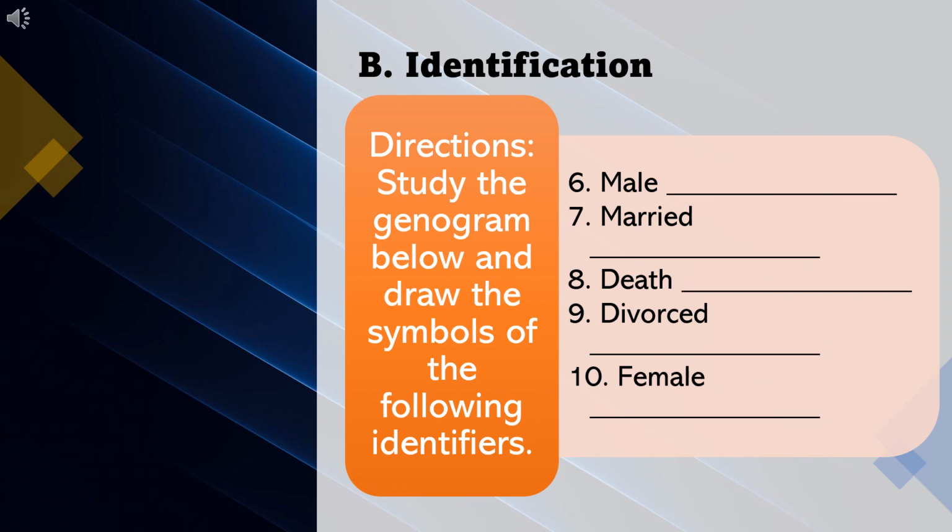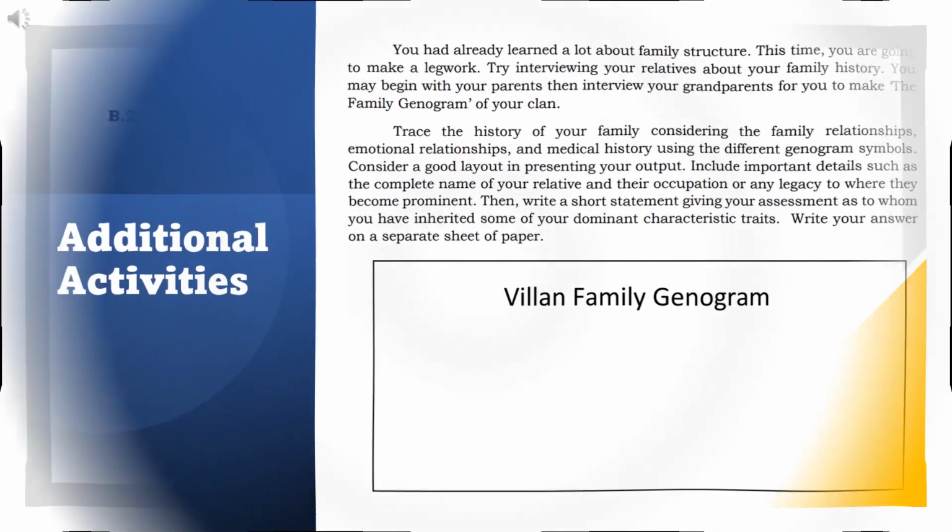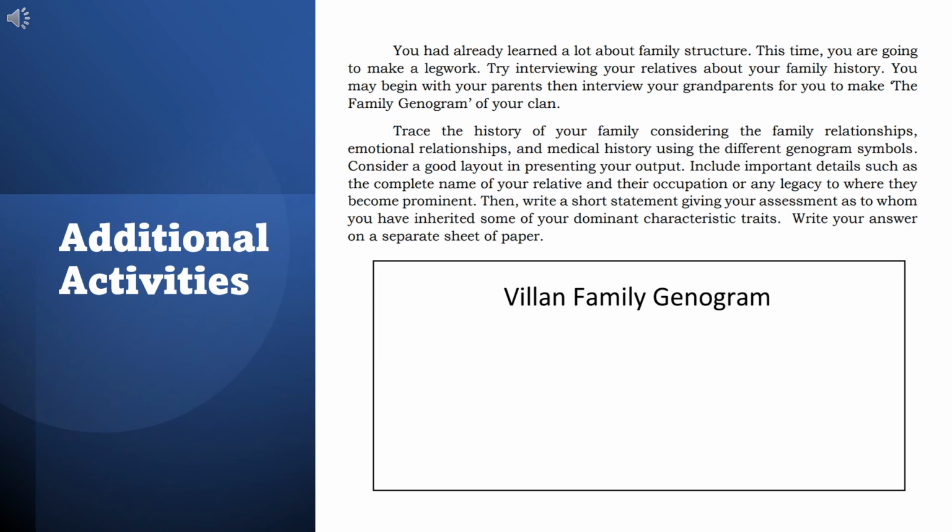Identification. Directions: study the genogram below and draw the symbols of the following identifiers. Next, name the genogram symbols used below. Additional activities: you have already learned a lot about family structure. This time, you are going to do some legwork. Try interviewing your relatives about your family history. You may begin with your parents and then interview your grandparents to make the family genogram of your clan. Trace the history of your family considering the family relationships, emotional relationships, and medical history using the different genogram symbols. Consider a good layout in presenting your output.